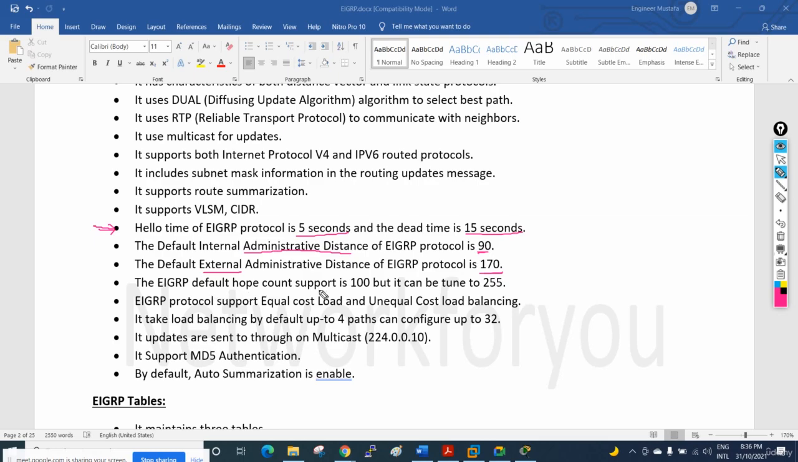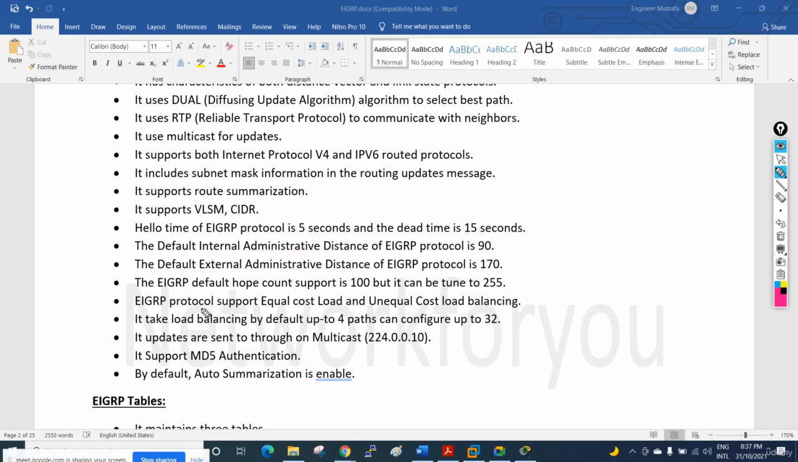EIGRP default hop count support is 100. So when we configure EIGRP, we need to keep in mind that we can configure it on 100 routers. If you have a network with 100 routers, it will work as EIGRP. If you have 101, it will not work. Whereas in OSPF we can connect unlimited routers, but in EIGRP we have the limit of 100. But we can tune it also, from 100 to 255. But we have a limit here, but in OSPF we can connect unlimited.